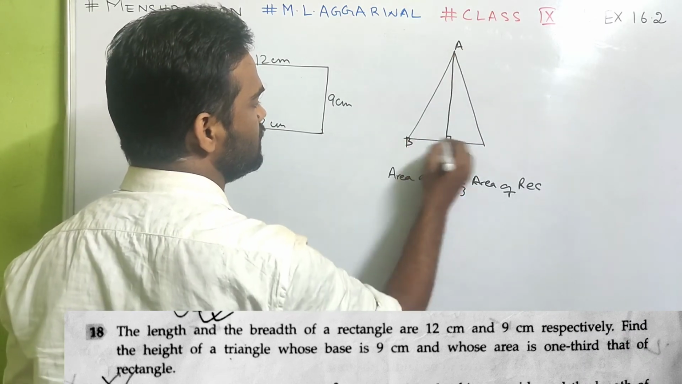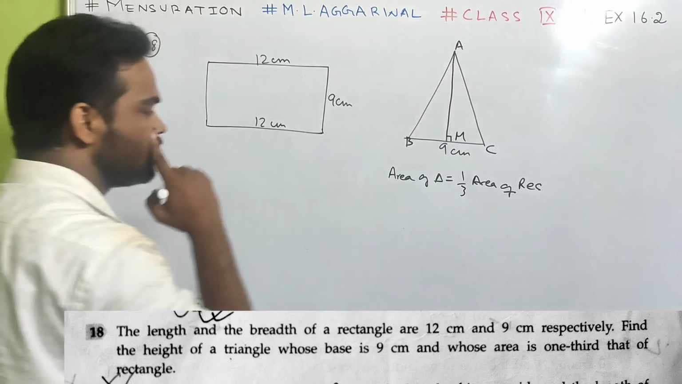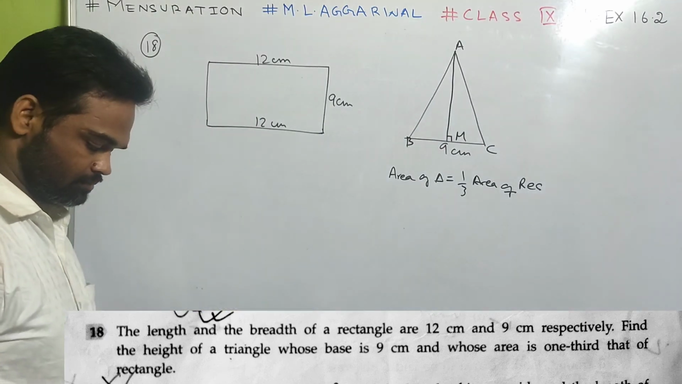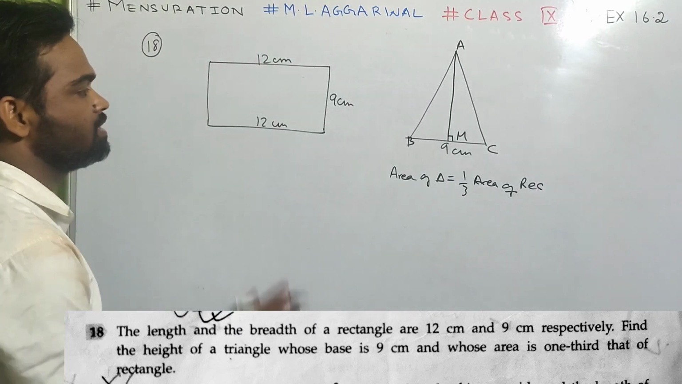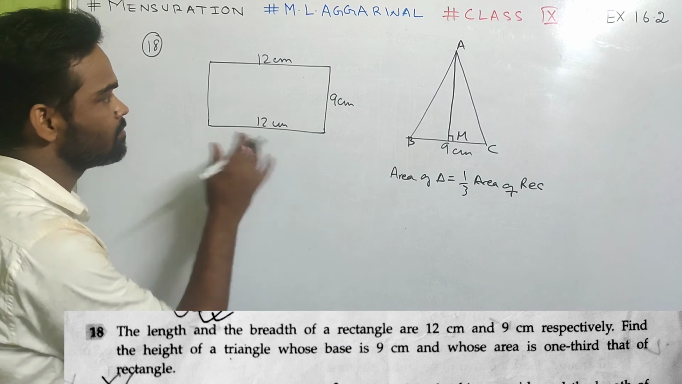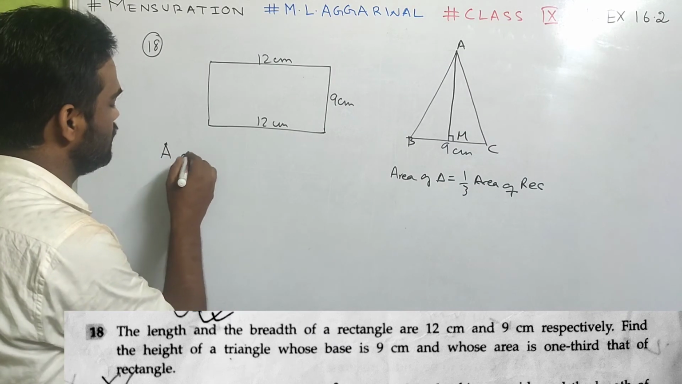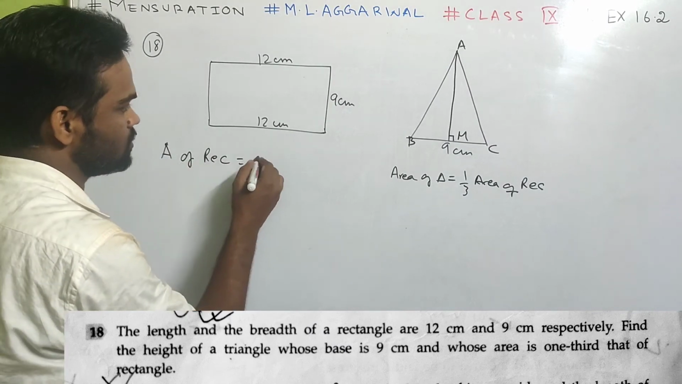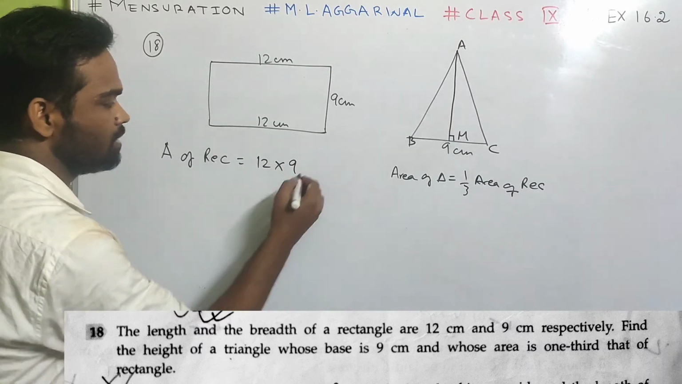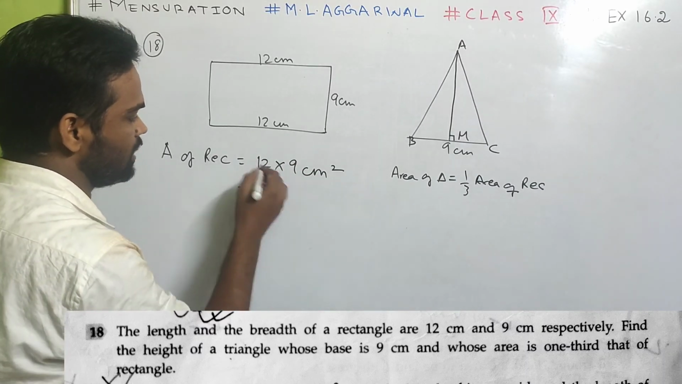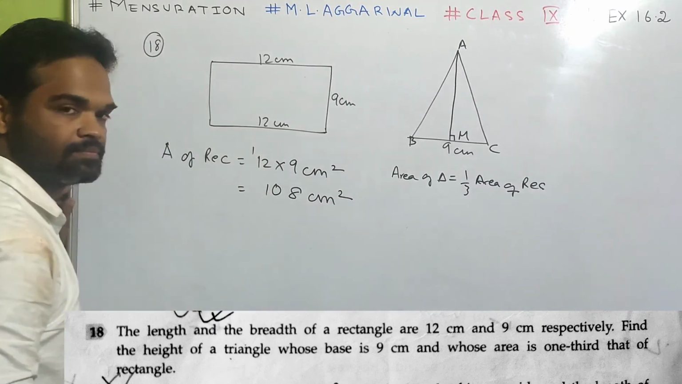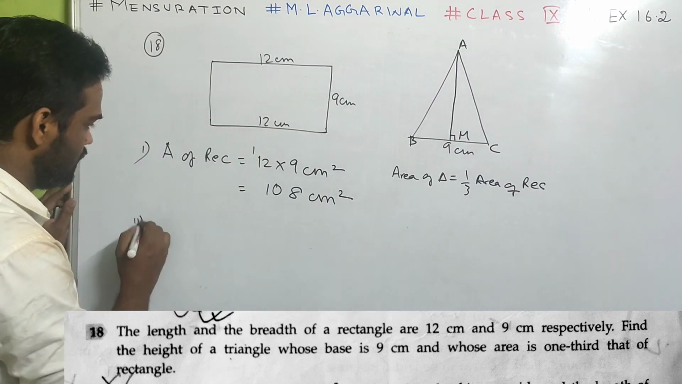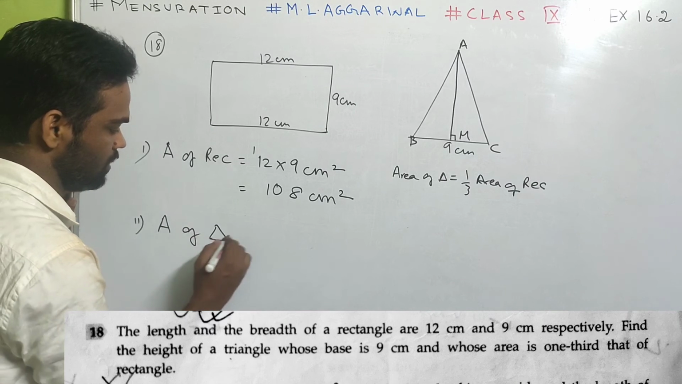A, B, C, A, M. You need to find AM. Find the height of the triangle whose base is 9 cm and whose area is, chalo. First thing, you find the area of this rectangle. Area of rectangle is 12 into 9 centimeters square. That's 9 2 times 18, 9 1 is 9, 10. So this much.